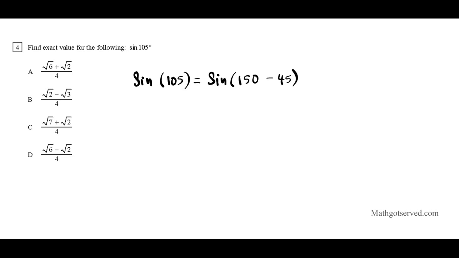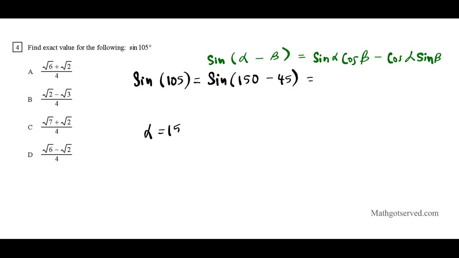Well, let's set it up on top. Sine alpha minus beta is going to be sine alpha cosine beta minus cosine alpha sine beta. Okay? All right, so let's apply that to this problem. We can clearly see in this problem that alpha is 150 and beta is 45. Okay, so let's apply that here.